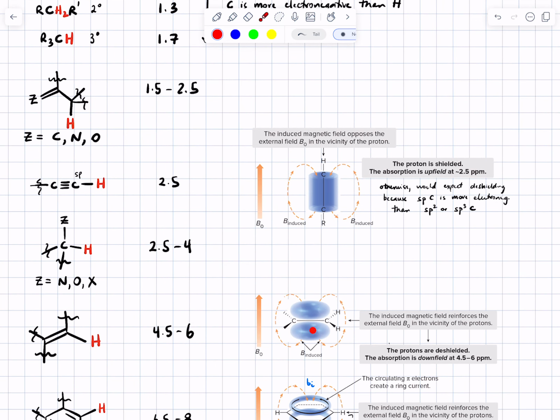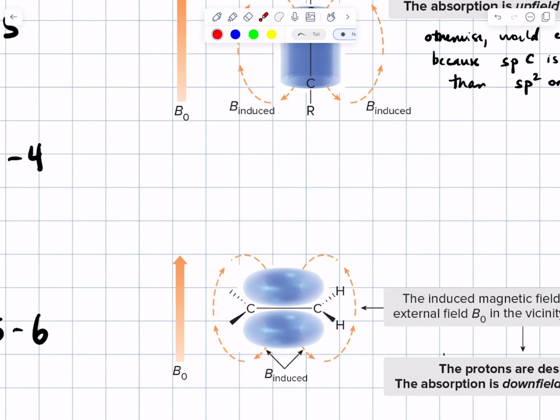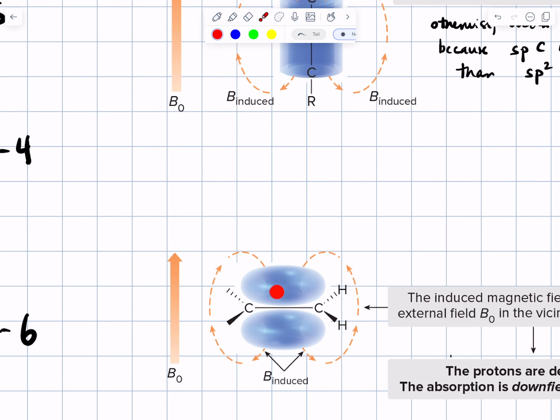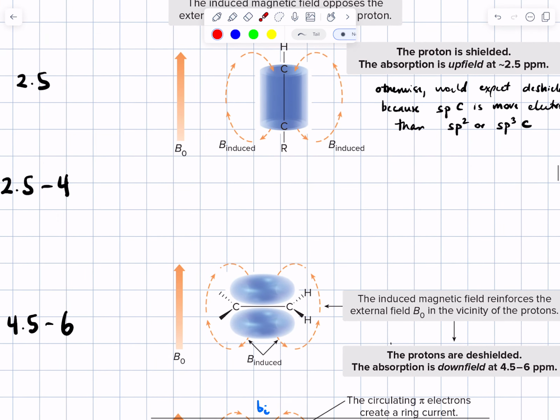This drawing indicates a similar effect for the alkene, where you have electrons above and below the plane of the sp2 hybridized trigonal planar carbons. In the presence of an external magnetic field, electron density circulates in a way that opposes the external magnetic field in the middle of the bond but reinforces the external magnetic field outside where the protons are. So protons, vinyl protons, are deshielded.